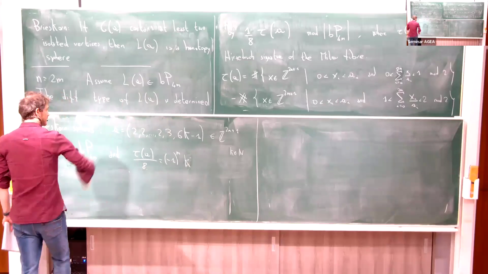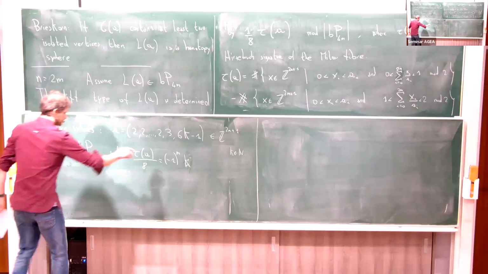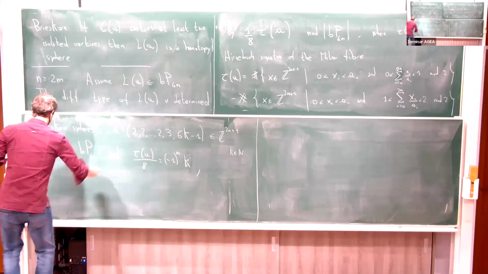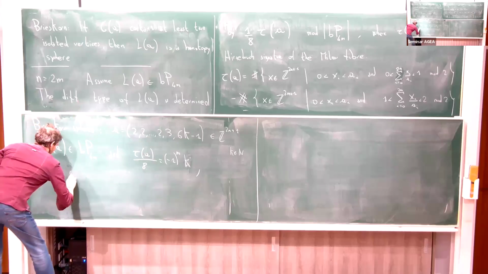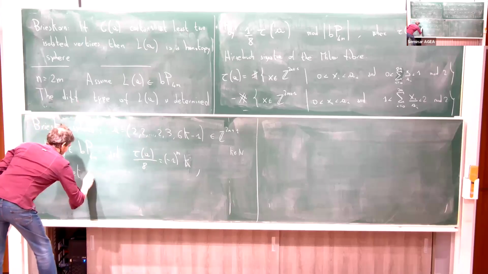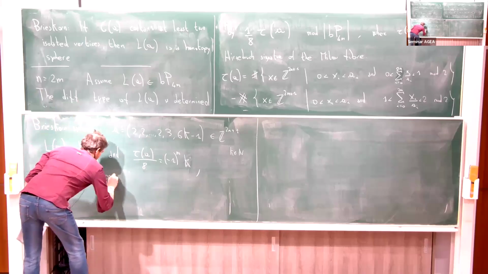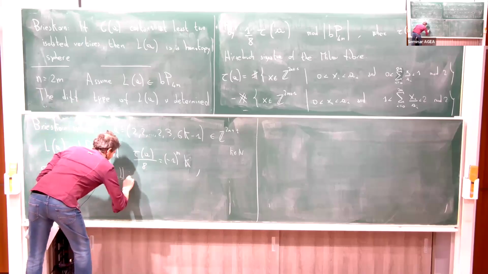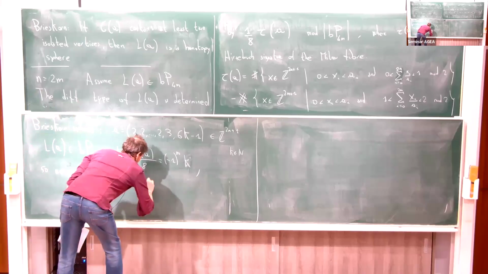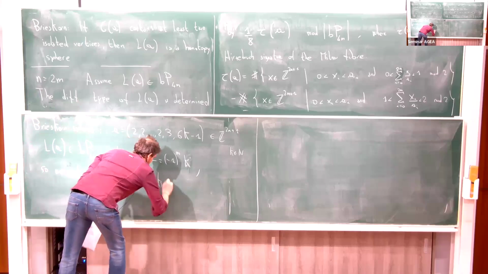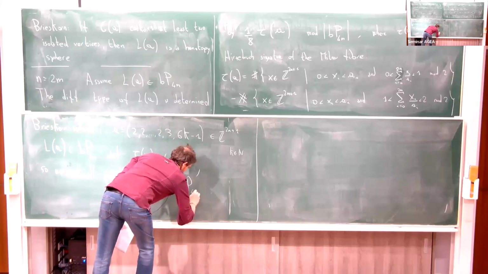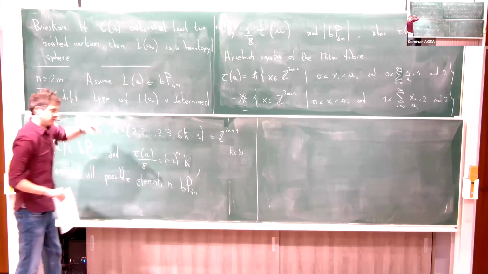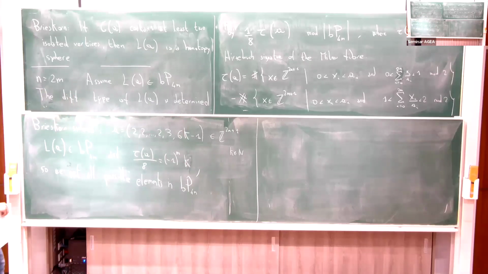Yeah, so you can check this. So let me write down actually what it means. So we get all possible elements in bP_{4m}. So all possible homotopy spheres that bound a parallelizable manifold.